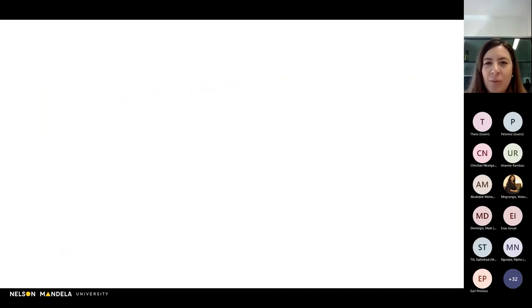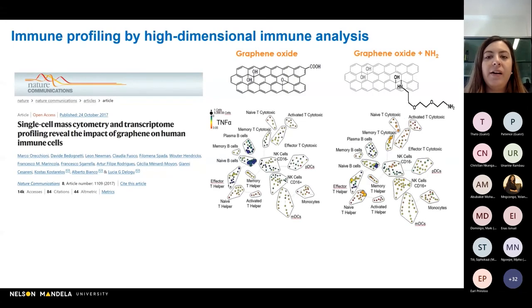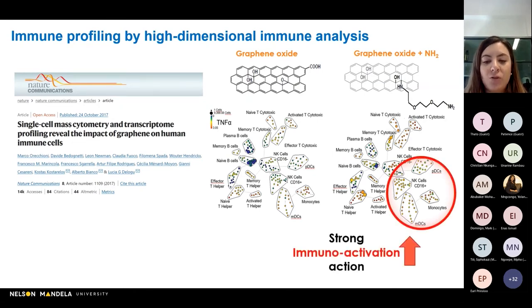I have a couple of examples for you. So here we have the immune profiling of graphene. By functionalizing the graphene oxide with this nitrogen group, we were able to obtain a strong immune activation action, which has the specific molecular signature that we have seen with some commercial immunotherapies.